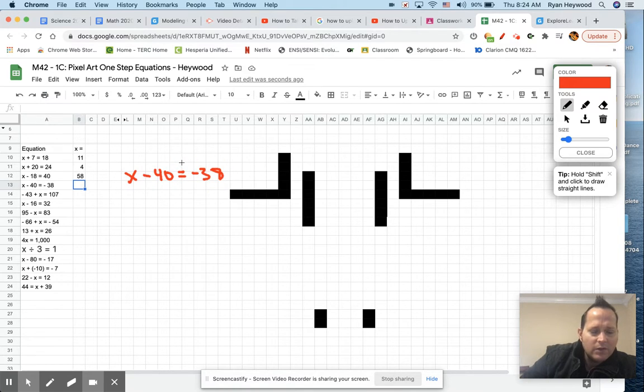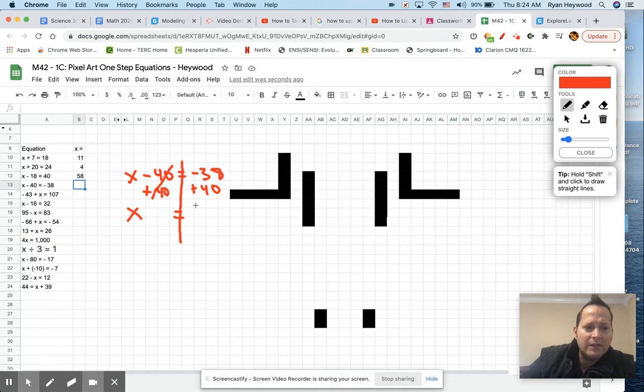So again, draw our line, pause the video, try this on your own, so that way you can see if you can do it. And if you get stuck, then the video is going to help you with that. The inverse of taking away 40 is adding 40. So we add 40 to both sides. Those cancel out, leaving us with just x on this side.